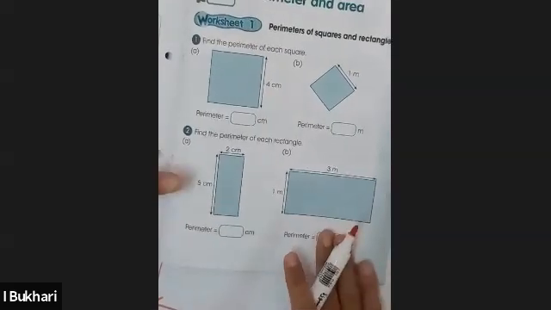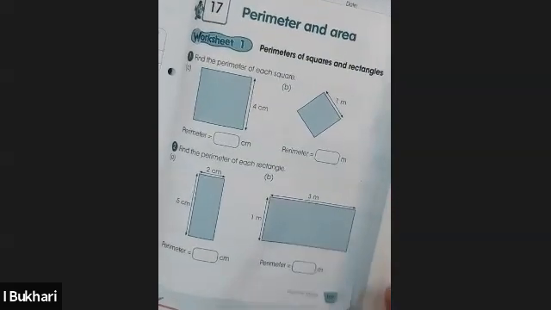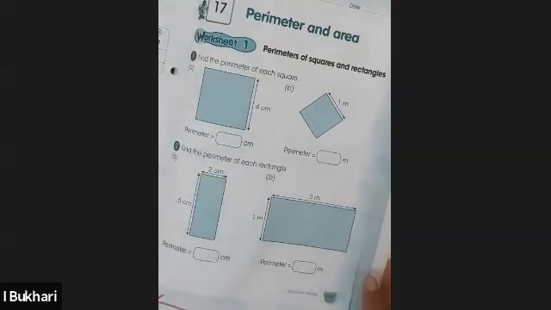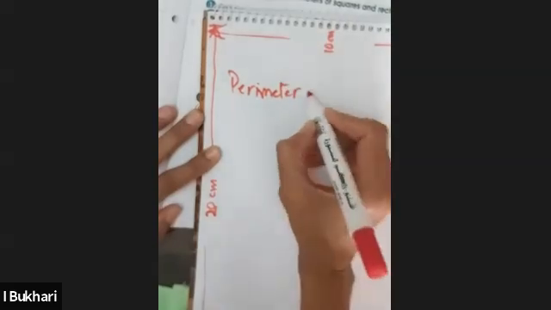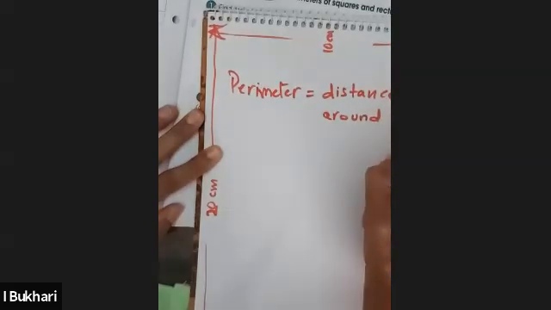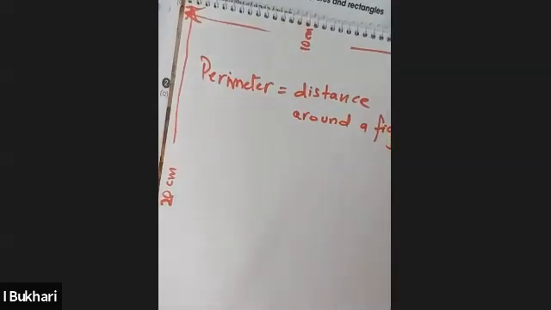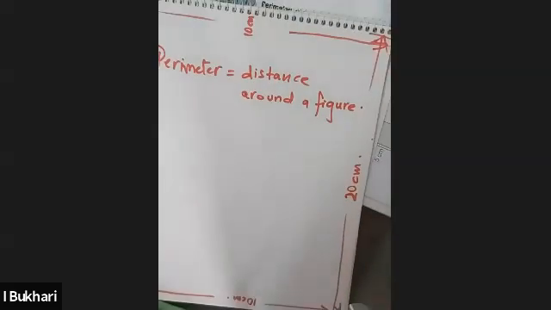Okay, so let me start with this. Now, the definition of perimeter is distance around a figure. This is the definition given in the book, and let me elaborate on that a little more. Perimeter is distance around a figure. Now, what do I mean by that? For example, let me zoom out.